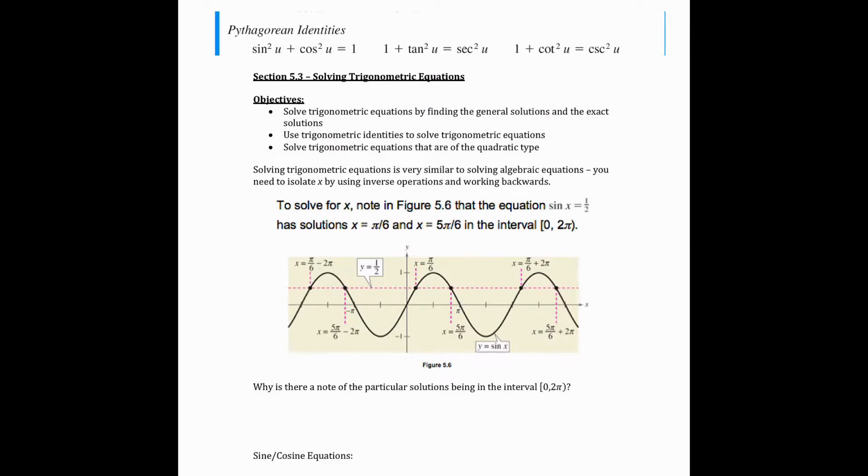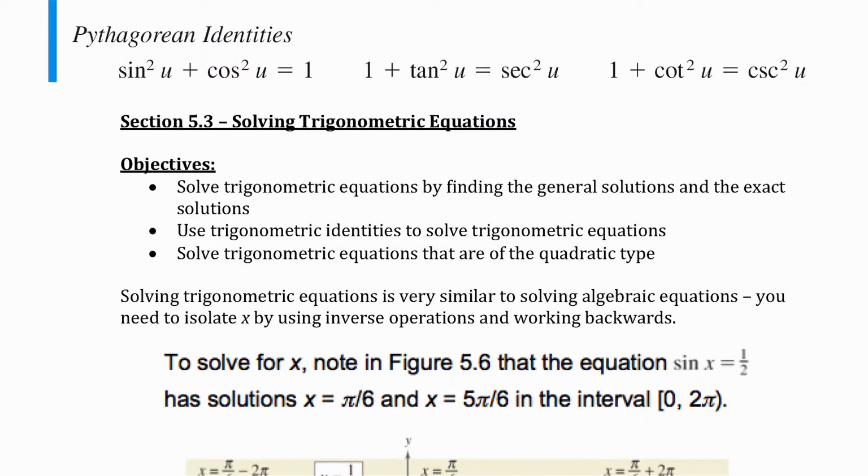Section 5.3 is about solving trig equations. So our goals are to solve trig equations by finding a general solution and the exact solutions to them. We're also going to use trig identities to solve trig equations, kind of part of point one as well. We're also going to solve trig equations that are of the quadratic type. We'll talk about what that means more in a little bit.